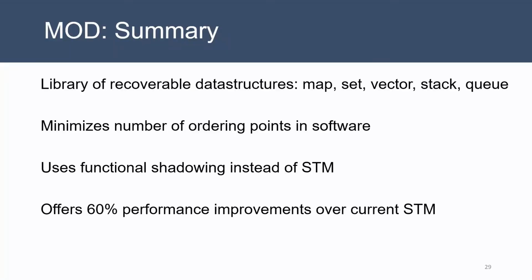Okay, so to summarize, we've created a library of recoverable data structures, and we've essentially showed a way to create new libraries using existing implementations of functional programming data structures. We have improved performance by reducing the number of ordering constraints in this software. We use functional shadowing instead of software transactional memory for the most part, and we offer some performance improvements over current STM. Thank you, and now I'm open for questions.